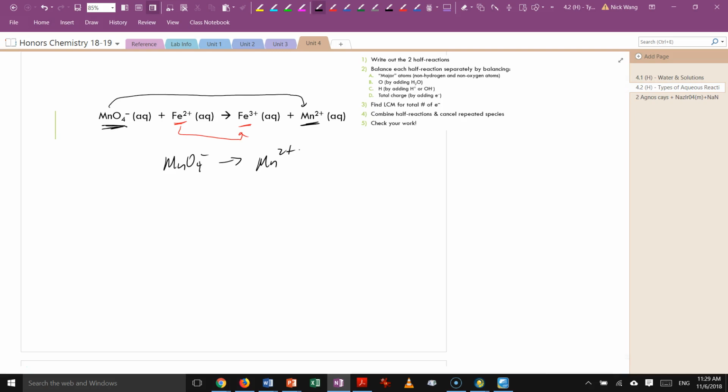First, balance each half reaction separately by balancing the major atoms. Let's see what major atoms we have, again, anything that's not oxygen or hydrogen. Mn, there's one right here, and one right there, so that's good. Now let's talk about balancing oxygen. We know there are 4 of them right here, and it says to balance oxygens by adding H2O. So if we have 4 oxygens on this side, I'm going to have to add 4 water molecules over here. That's the rule. Since that's 4 oxygens, it's going to match up with this.